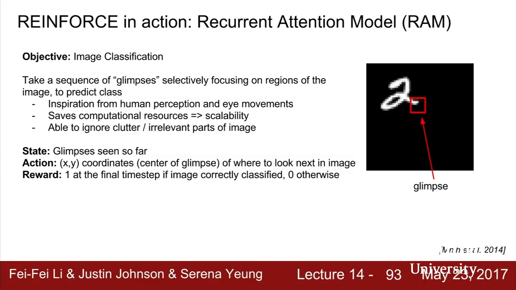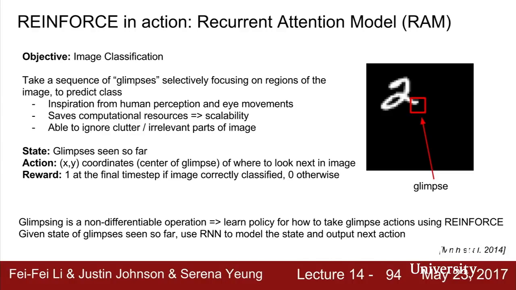What's the information that we've seen? Our action is then going to be where to look next in the image, right? So in practice, this can be something like the XY coordinates, maybe centered around some fixed size glimpse that you want to look at next. And then the reward for the classification problem is going to be 1 at the final time step if our image is correctly classified, and 0 otherwise.